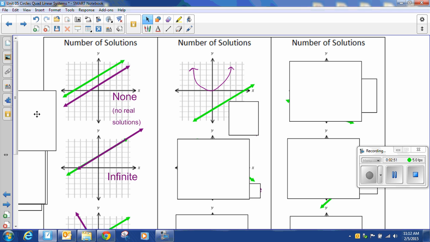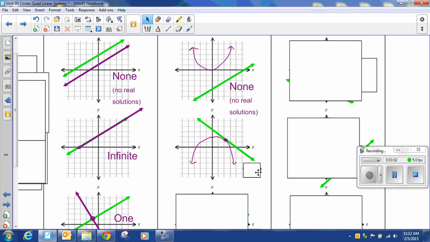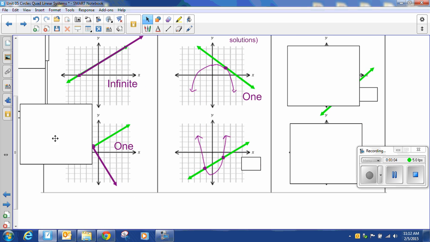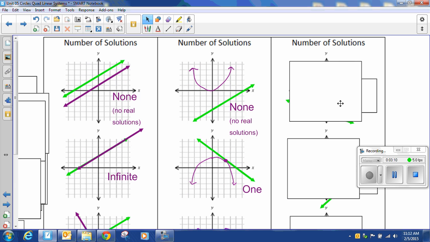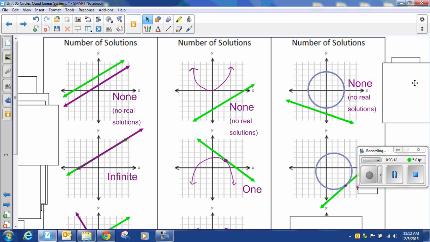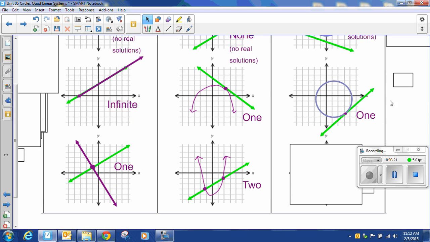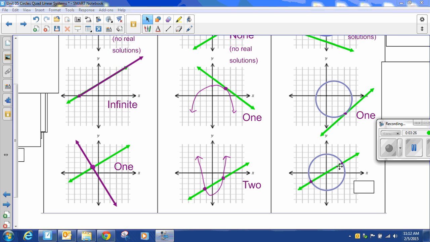And now when we have our quadratic linear, they could totally miss each other, and you have no real solutions, which means you could have imaginary solutions. They could be tangent, meaning they only touch at one point. That would give you one solution. Or they could intersect twice, giving you two solutions. Finally, the circle and a line could miss each other completely. That would be no solutions. They could be tangent, touch at one point, having one solution. And finally, the line could cut through twice, having two solutions.